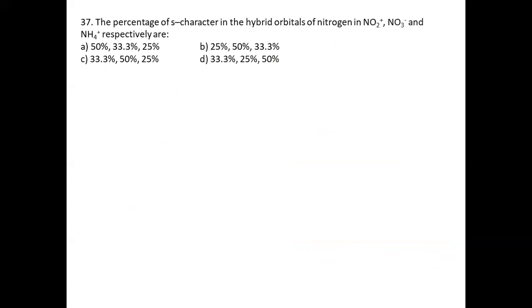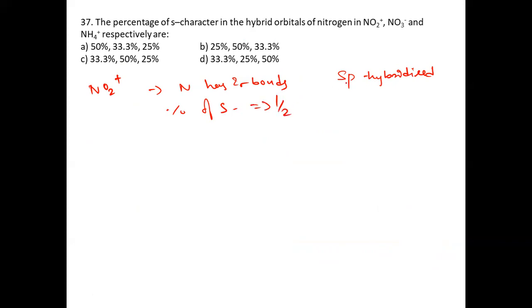Then 37. The percentage of s character in the hybrid orbitals of nitrogen in NO2 plus, NO3 minus, and NH4 plus respectively are. Okay. If you consider NO2 plus, the central atom nitrogen has 2 sigma bonds. Hence, it is sp hybridized. sp hybridized means the percentage of s character is half, because there are only 2 orbitals, half into 100, which is 50%.